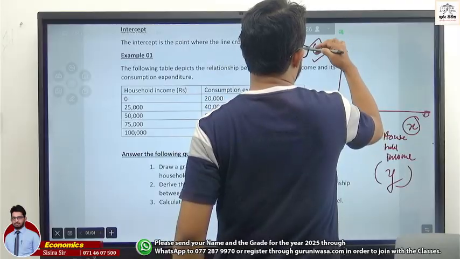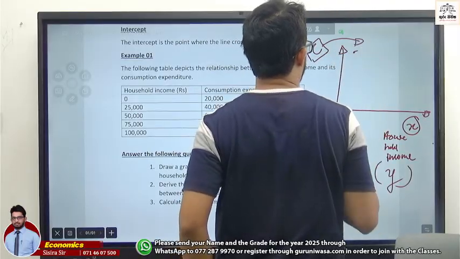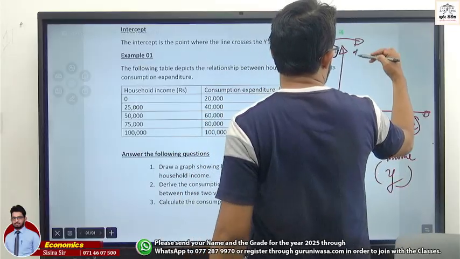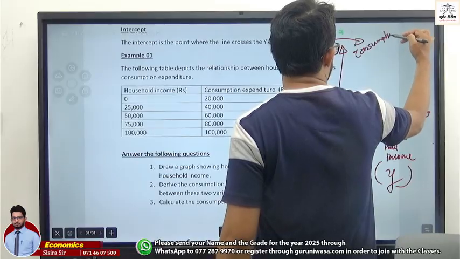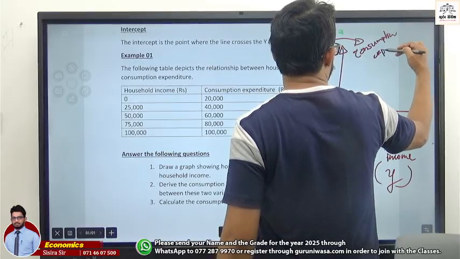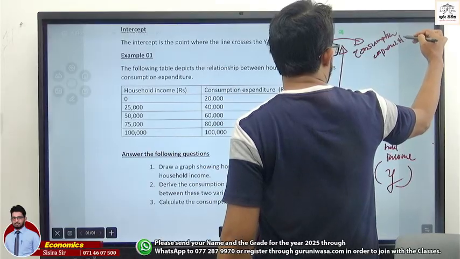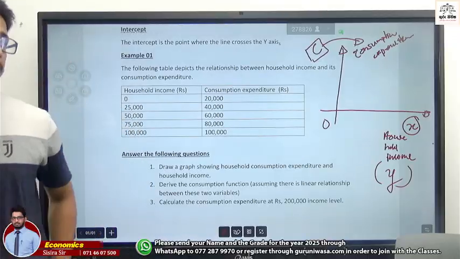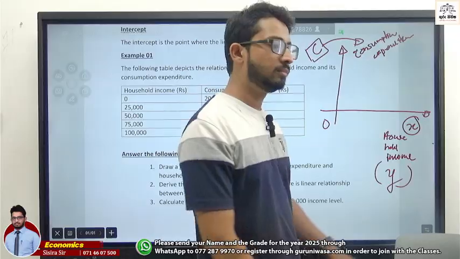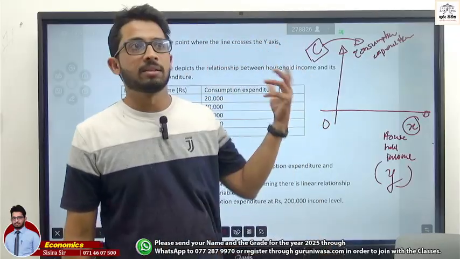Abbreviation is C. Everything will be discussed later on, don't worry. This is consumption expenditure. Lamai, label the axis correctly. The axis is in the correct way.